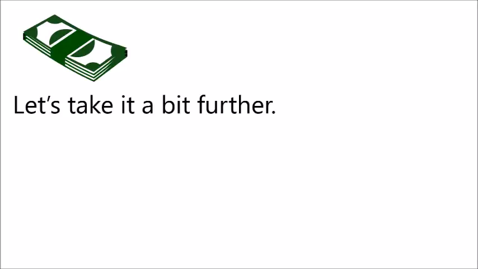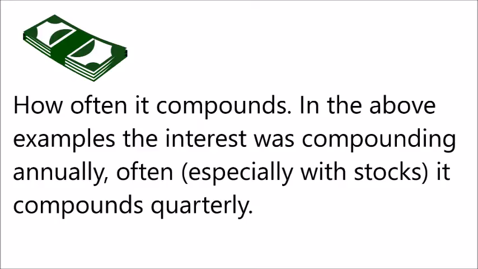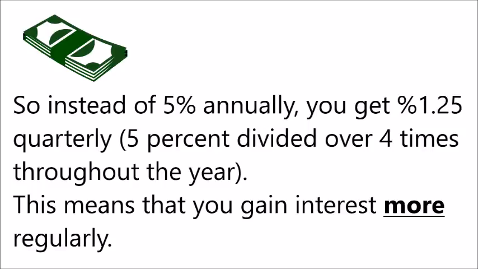Here's something else to consider: how often it compounds. In the above example, the interest was compounding annually. And often, especially with stocks, it actually compounds quarterly, so 4 times a year. So instead of 5% annually, you would be getting 1.25% quarterly. So 5% divided over 4 times throughout the year. This means that you gain interest more regularly.